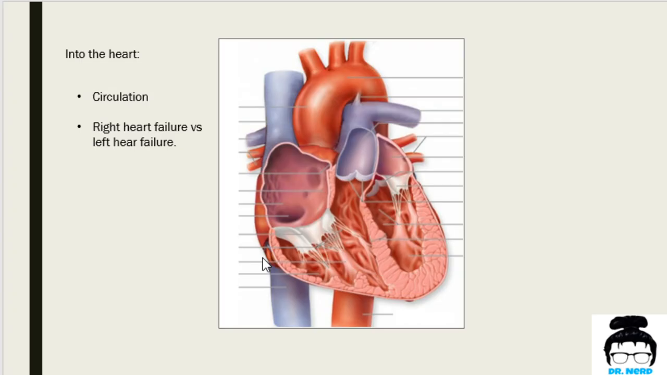Now, I will talk a little bit about the circulation and a little bit about right heart failure versus left heart failure. So in the circulation, there is the superior vena cava, inferior vena cava, and the coronary sinus, which empty the blood into the right atrium. And there is something here called the crista terminalis. In the upper part of the crista terminalis, the SA node is found. So the blood will come from the superior vena cava, inferior vena cava, and the coronary sinus in the right atrium, which is entirely smooth, into this tricuspid valve.